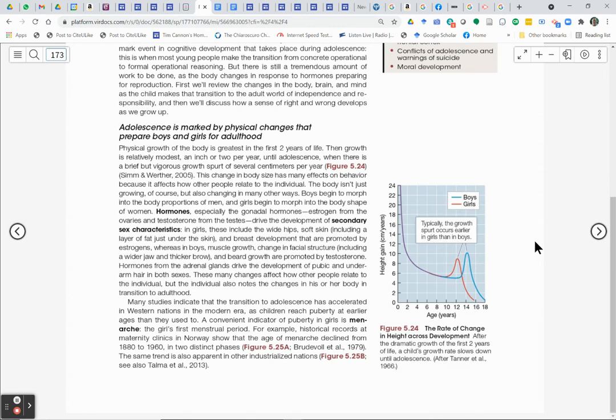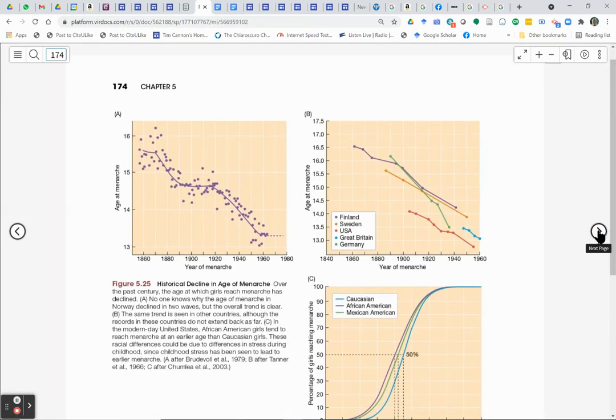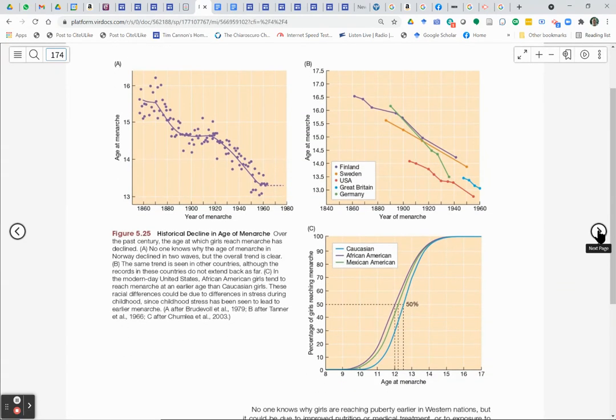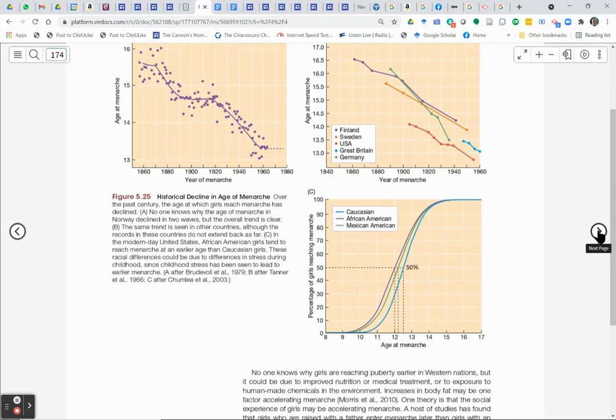In figure 5.2.4, you can see that females are a bit more advanced than males in terms of height development. And we'll see later in this chapter that cognitive development is quicker in women as well. So there's years of menstruation across time. Definitely going down. And then on the right, graphs again. And the USA is quite early and going down.